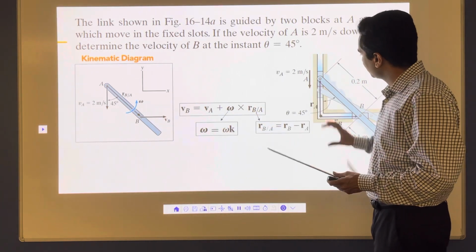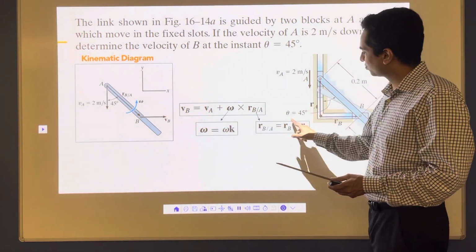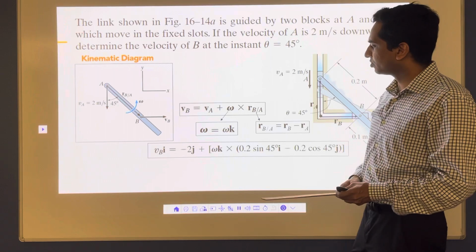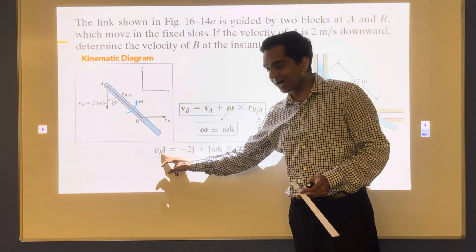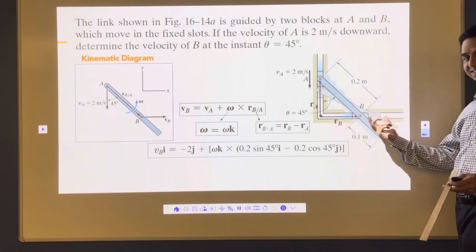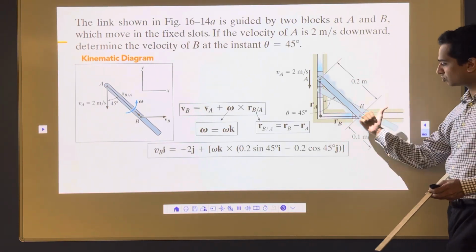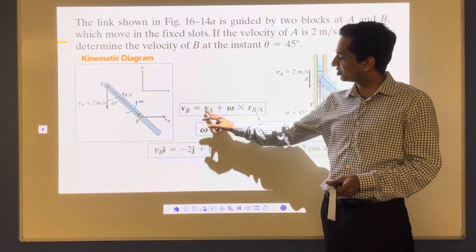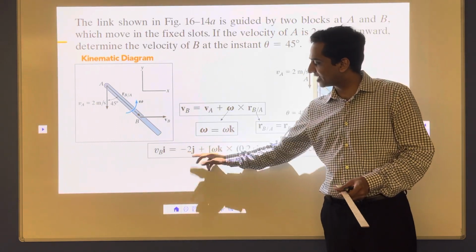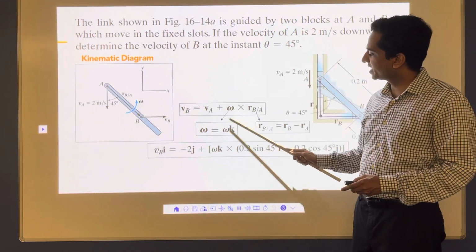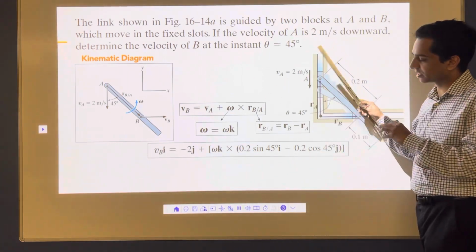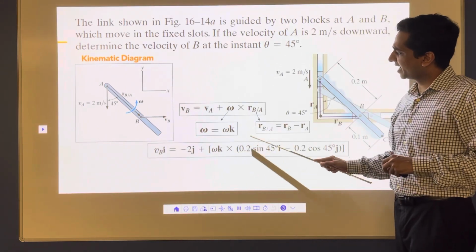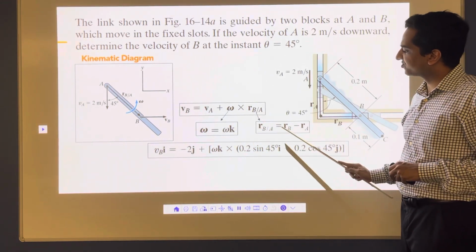The RB and RA, this is the distance and this is the distance. I'm going to put it there, and I'm going to find out velocity of B. So here VB is going to become VB I, because VB is going in this direction. This is the X axis and positive X is going on. So positive X becomes VB I. So VB equals minus 2J, for VA is coming down the Y axis, plus omega K, because the axis of rotation is coming out of the screen, cross RB by A, which is nothing but RB minus RA.